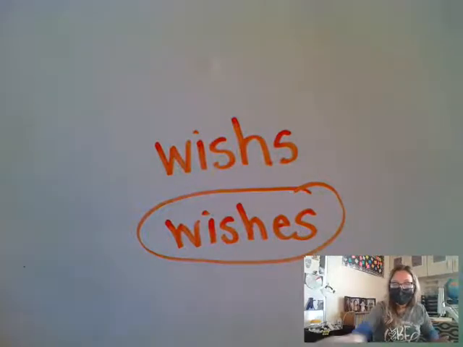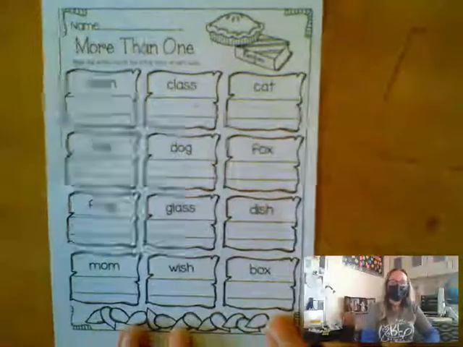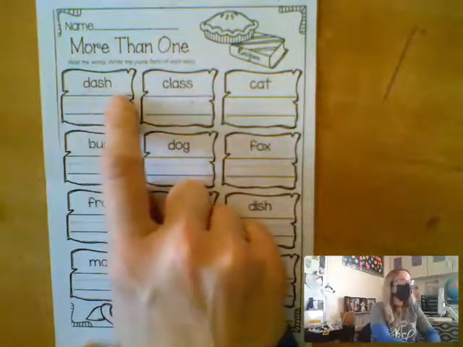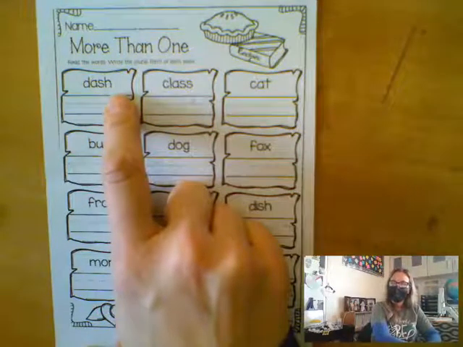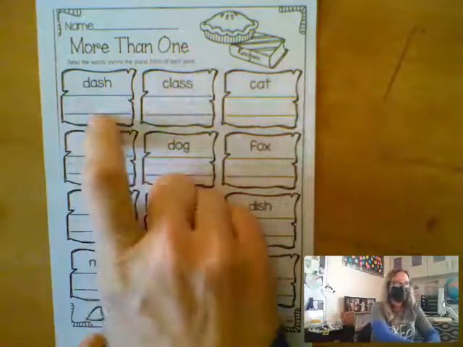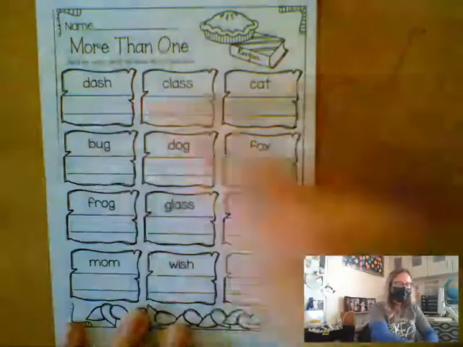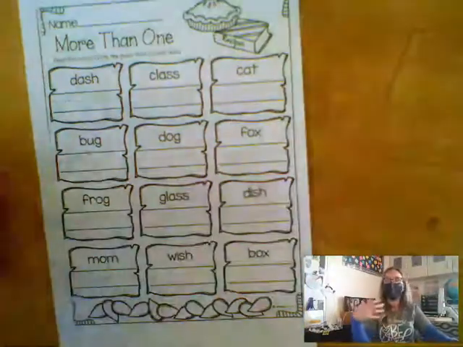All right, so now if we look at our paper for today, I'll put it back up here on the screen. It says more than 1. You're going to look at each word and you're going to read the word, sound it out. And then you're going to ask yourself, if I were to write this word more than 1, plural, would I add an S or an ES? So let's do the top row together to get you started, and then you'll do the rest on your own.